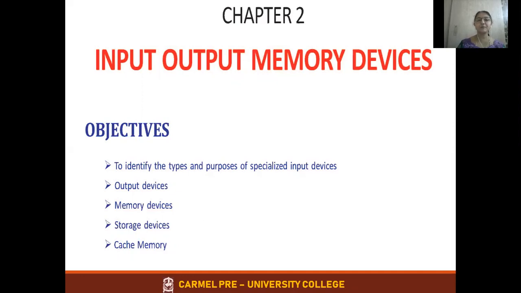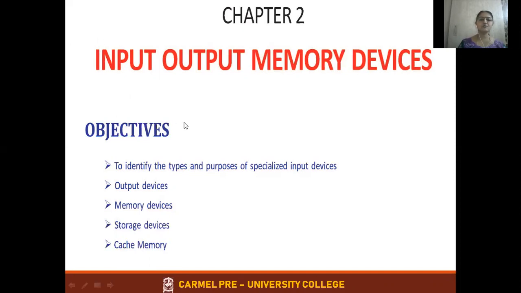And about memory: what is memory, types of memory, the exact difference between RAM, ROM, and other storage devices, hard disk, CD, DVD, pen drive, and how much it can store. About complete memory devices, we will be learning in detail in this chapter.